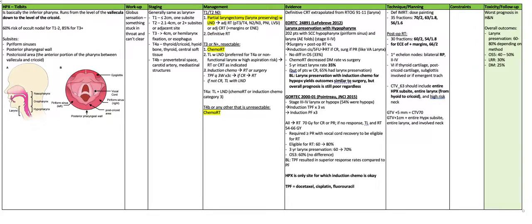Constraints, none listed here. Toxicity, this is the worst prognosis in head and neck cancer. Overall outcomes, larynx preservation 60 to 80% depending on the method. Overall survival at 5 years is 40 to 50%. Local regional recurrence is 30%. Distant mets is 25%.